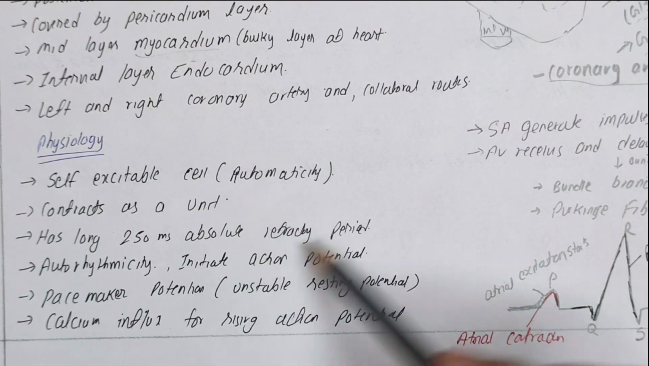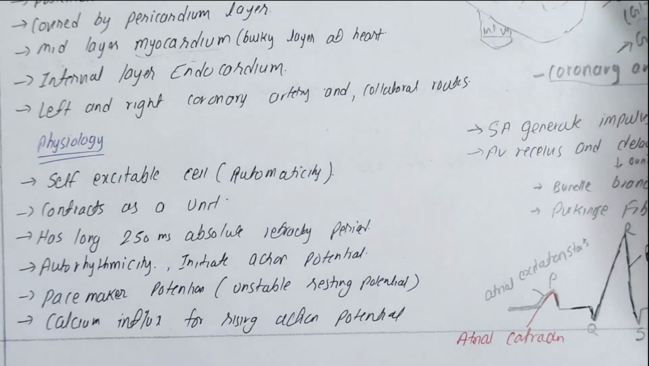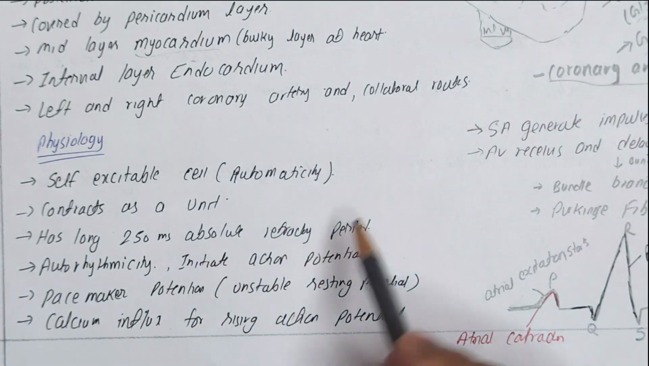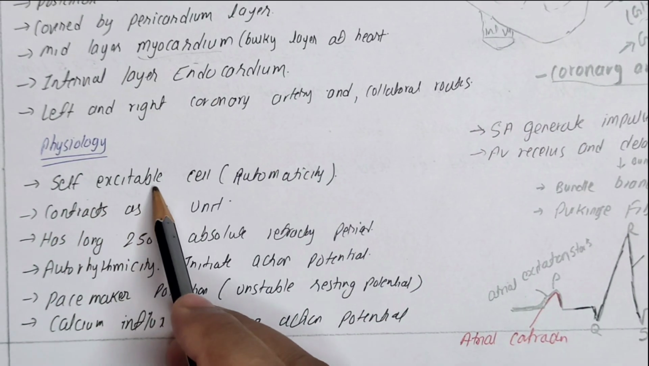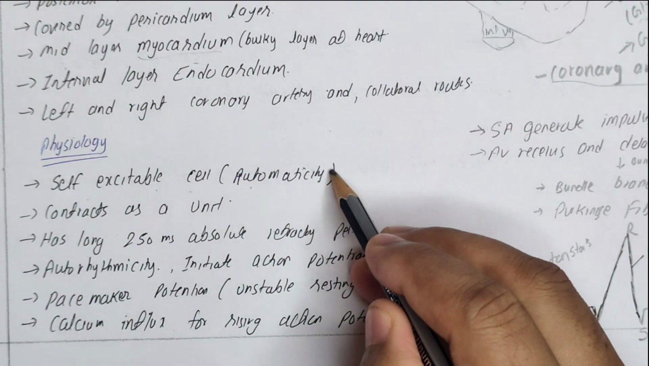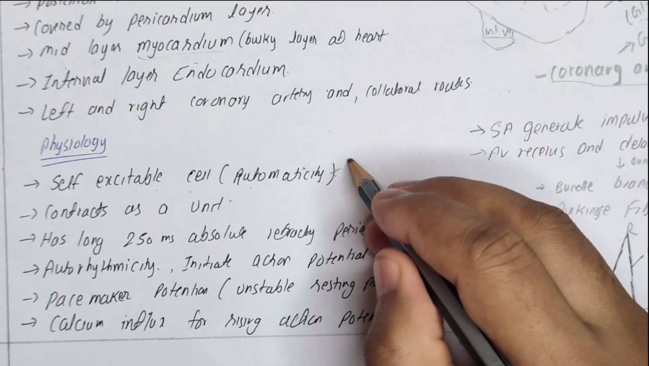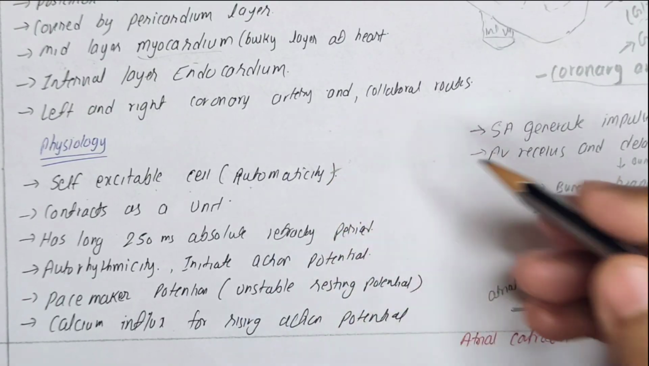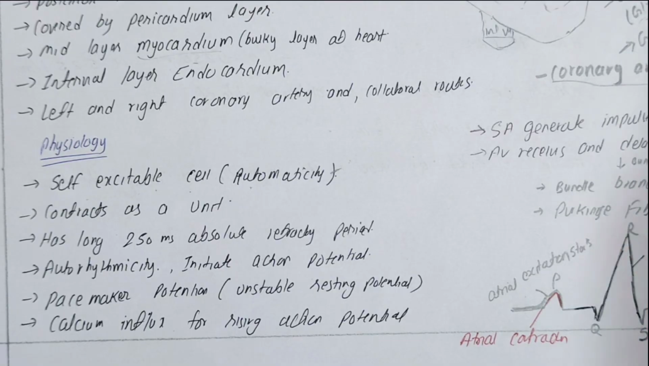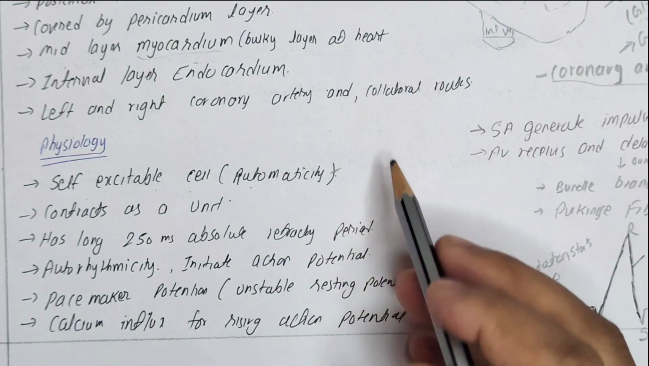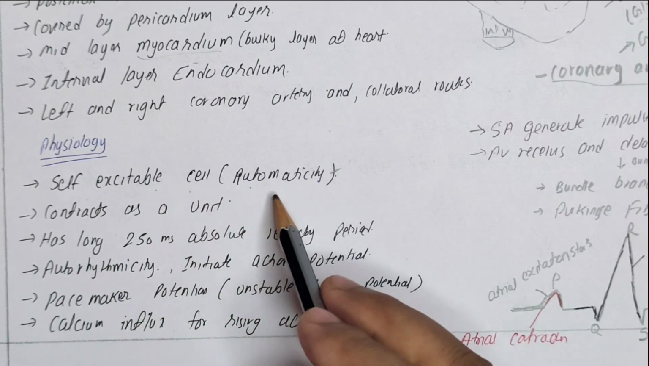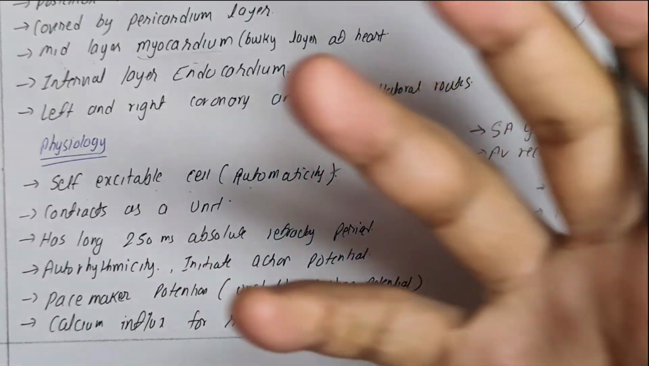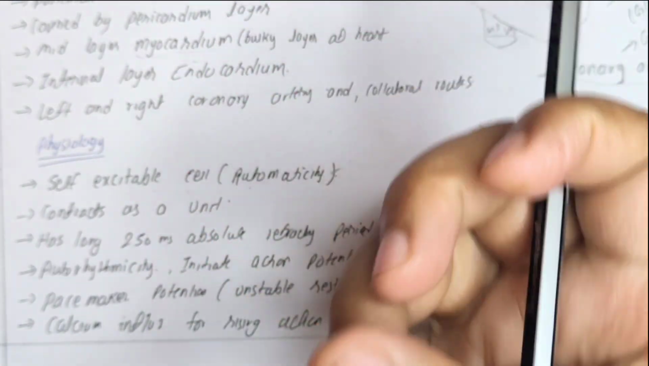Then physiology. The cells in the heart have certain properties which are very unique compared to other cells or other organ systems in our body. So first, self-excitable cells are there. This unique property of our heart cells is known as automaticity. It means our heart can excite automatically. That tendency is there. It contracts, right? These cells in the heart contract as a unit, so that the entire organ will contract at once.